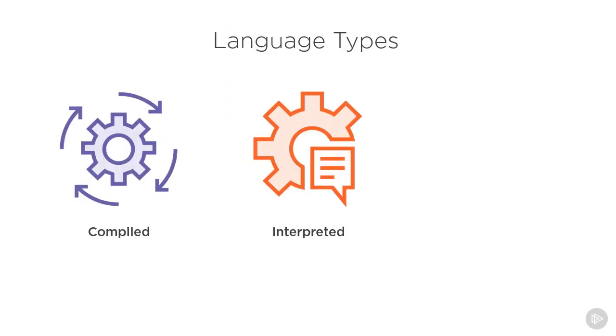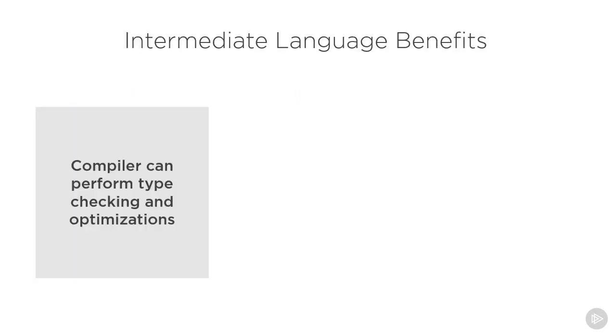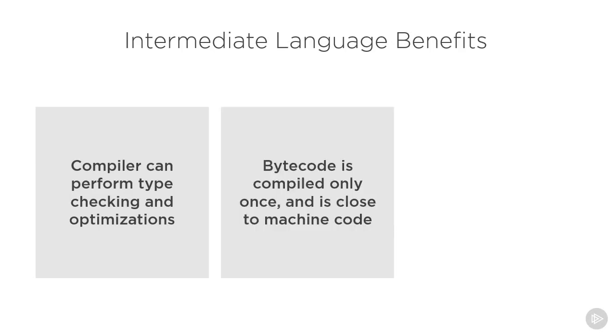There's a third class of languages. This class covers languages that are compiled to a portable intermediate language, usually known as bytecode, and then interpreted. This fixes a couple of issues. First, you now have a compiler that can do things like type checking and code optimizations. Second, the bytecode is compiled only once, and because it's close to machine code, the effort to go from bytecode to machine code is much lower. And third, the bytecode is portable between different CPU architectures. This third style is the approach Java takes.